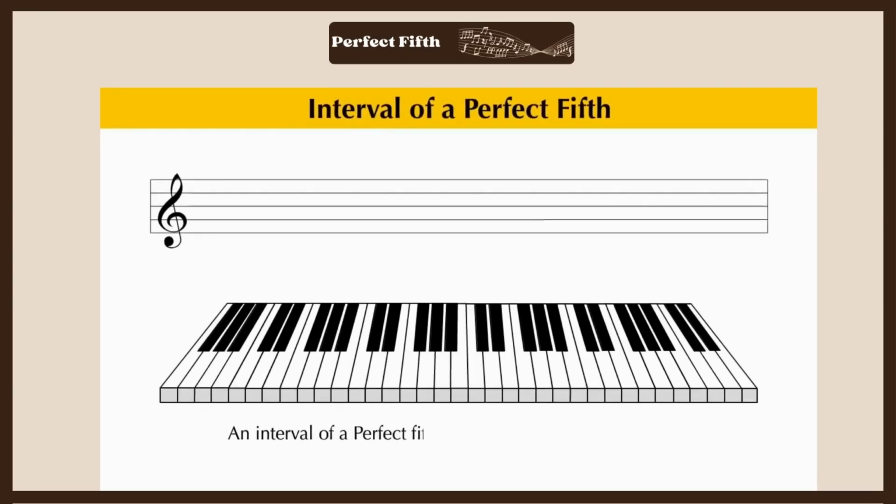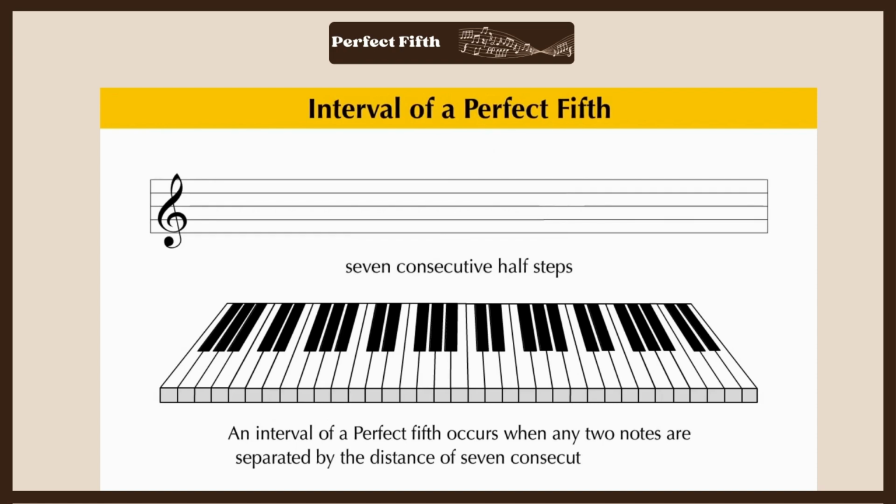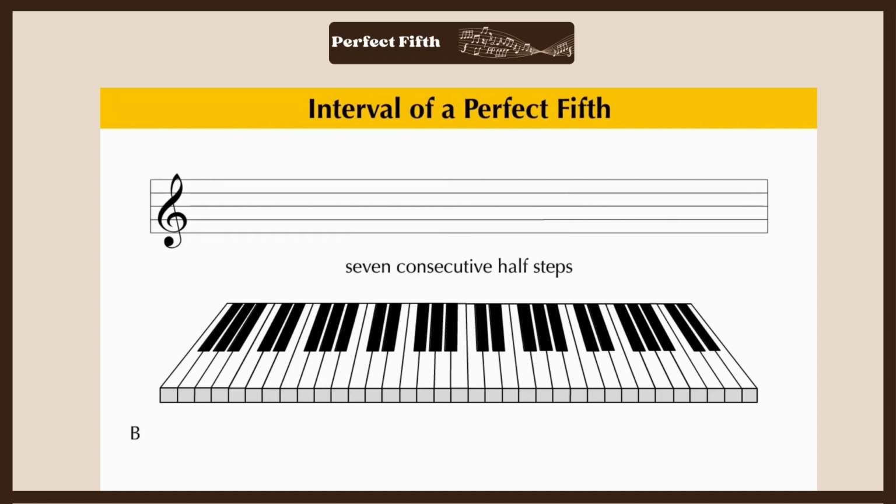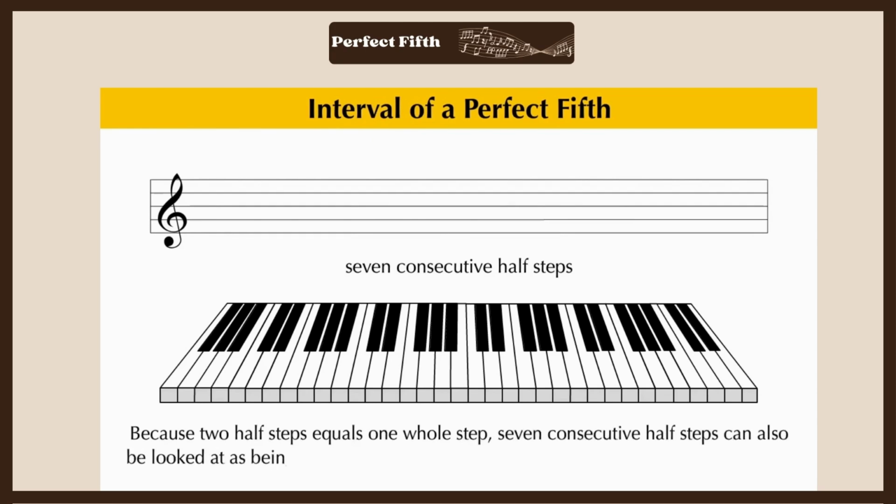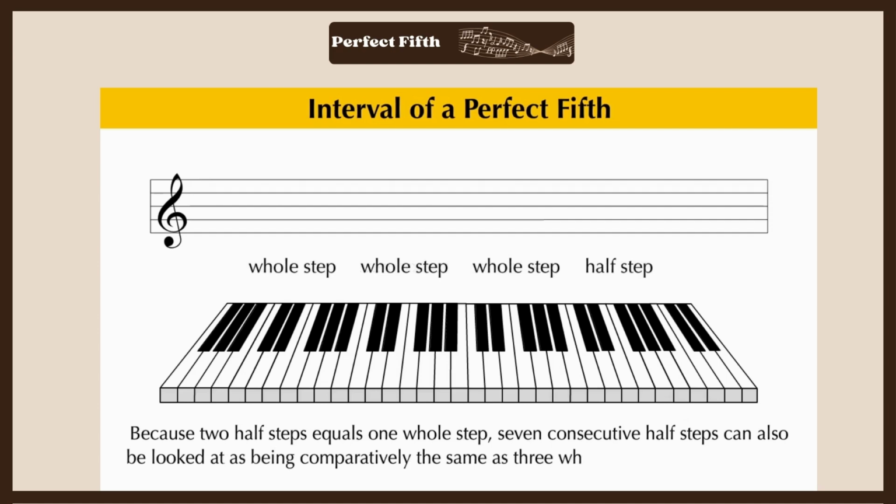An interval of a perfect fifth occurs when two notes are separated by the distance of 7 consecutive half steps. Because 2 half steps equals 1 whole step, 7 consecutive half steps can also be looked at as being comparatively the same as 3 whole steps and 1 half step.